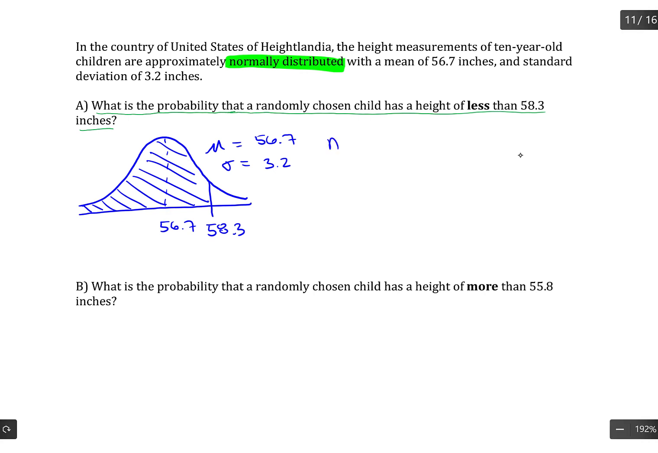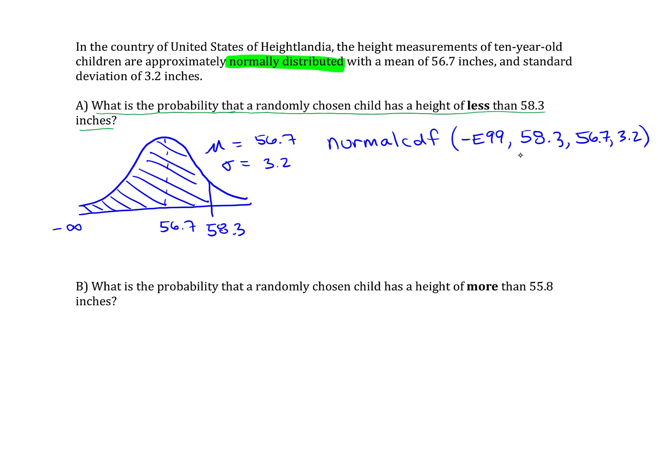So the calculator function that will come up with the value of areas under a normal curve is normal CDF. It takes 4 inputs. The first two are the lower bound of your shaded region, which in this case is negative infinity, so I'll use negative e to the 99 for just something that's really small. The upper bound, which is 58.3. The mean, 56.7, and the standard deviation of 3.2.